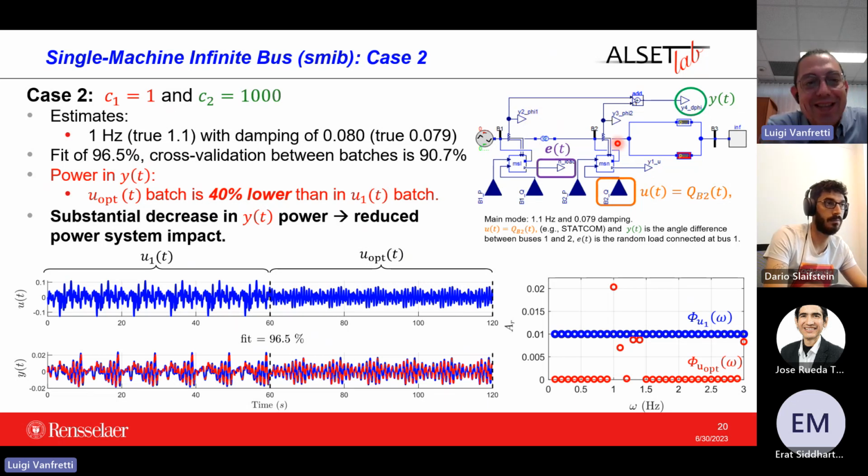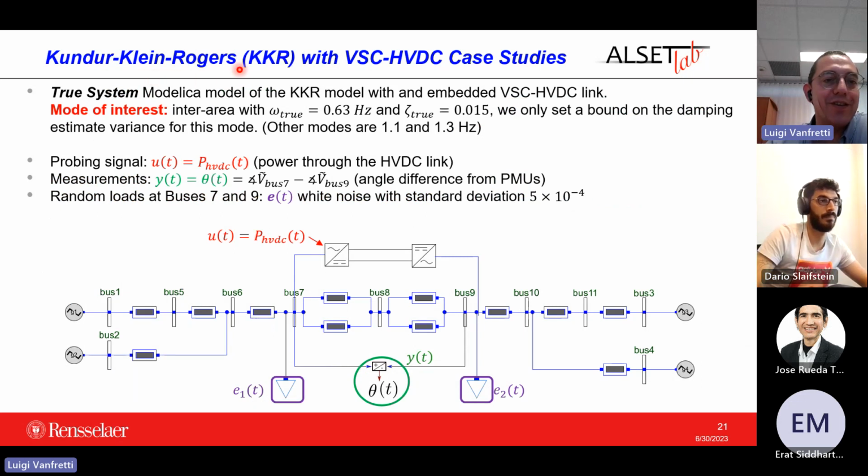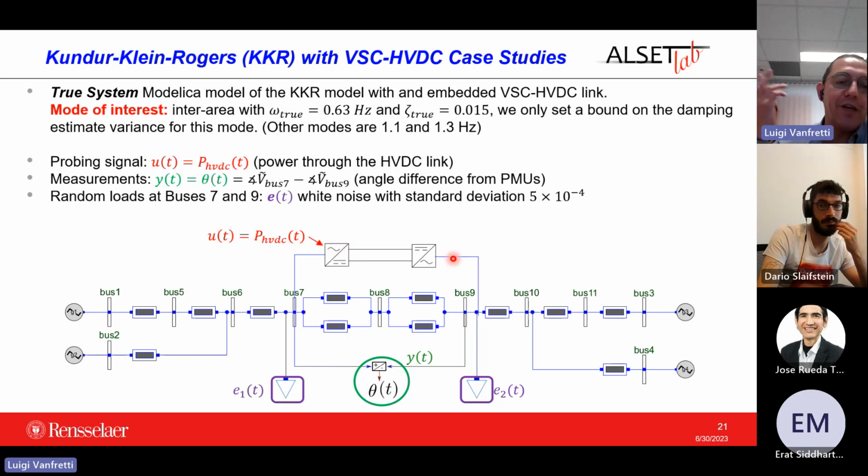Okay, now for the HVDC, that was all the motivation. Here we have the Kundur-Klein-Rogers 2-area model. I call it like this because it was all of them that did it, not just one guy. And it has a VSC HVDC link connecting these two. If you're not familiar with this model, let me just summarize.